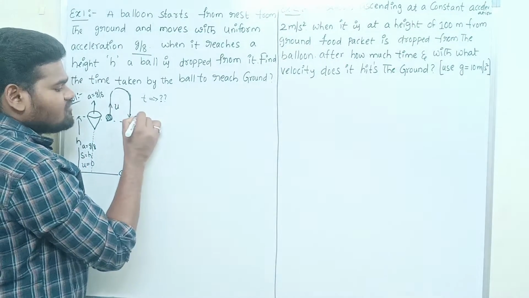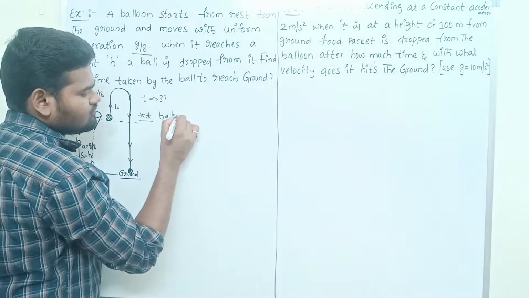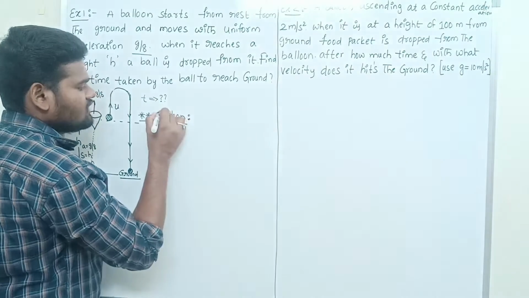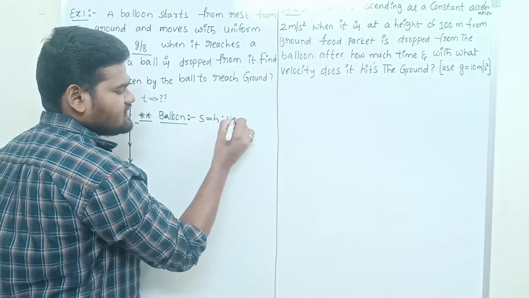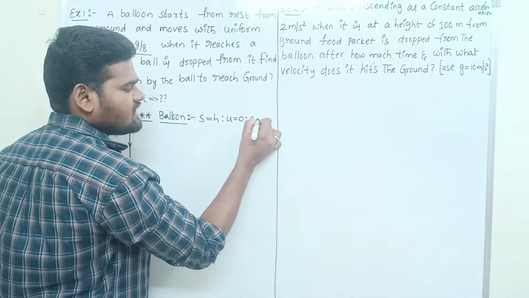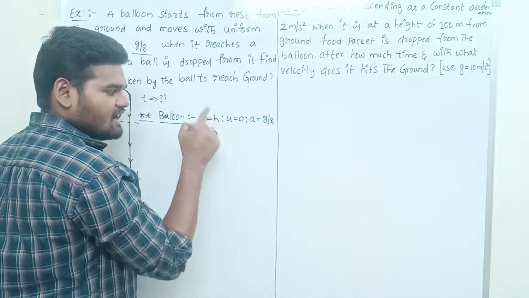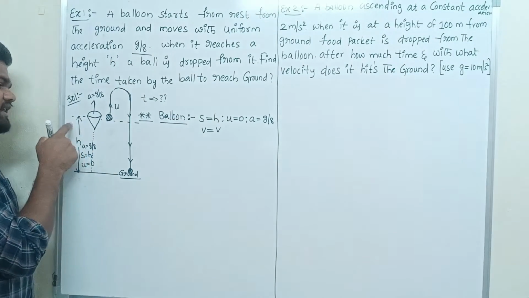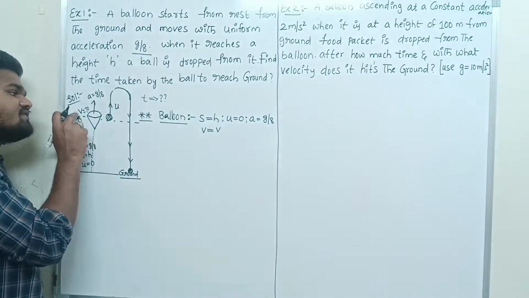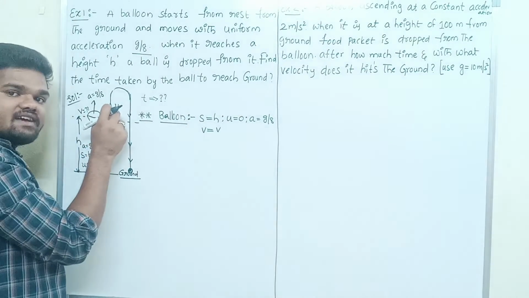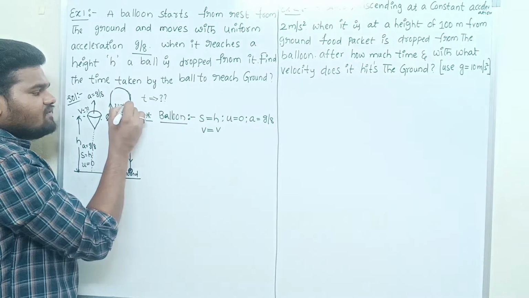Right. So I'm just writing the equations for the balloon. In case of the balloon, what is the displacement? s is equal to h, its initial velocity is 0, and the acceleration of the balloon is g by 8. The final velocity of the balloon at a height h, let us say v. Now this final velocity becomes the initial velocity for the ball. Initial velocity for the ball, u is equal to v. Are you getting?